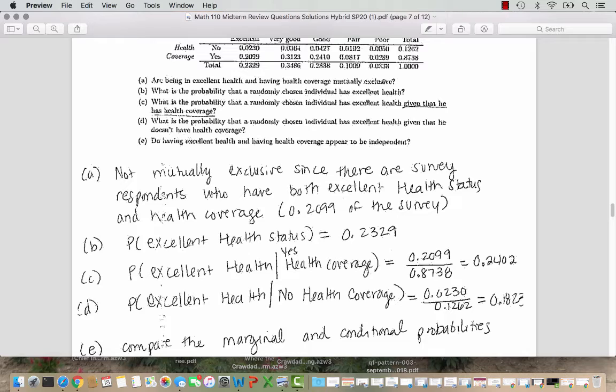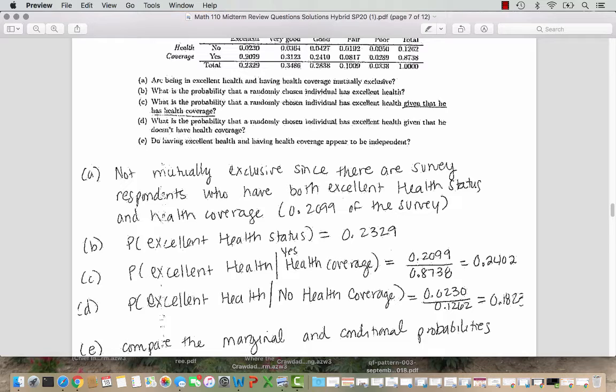Then question D asks, what's the probability that a randomly chosen individual has excellent health given that he doesn't have health coverage? This is another conditional calculation where we do the probability that someone has excellent health given that they have no health coverage. Our denominator is going to be the part of those in the survey with no health coverage, the 0.1262. And our numerator, we're just restricting ourselves to that row, and we're counting the part who have excellent health. So that is 0.0230. To be able to compare it to my other conditional probability, because the groups are different sizes, I need to follow up with that division, and I get 0.1823.